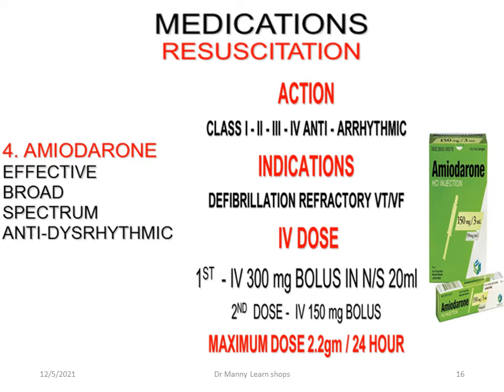The indications for this medication are defibrillation-refractory VT or VF. It's not responding to defibrillation. The first dose is 300 milligrams, diluted in normal saline 20 mils, and the second dose, if required, is 150 milligrams as a bolus. Maximum dose should not exceed 2.2 grams in a 24-hour period.